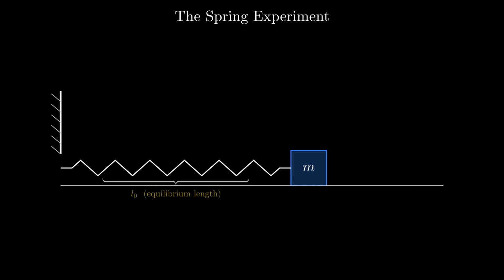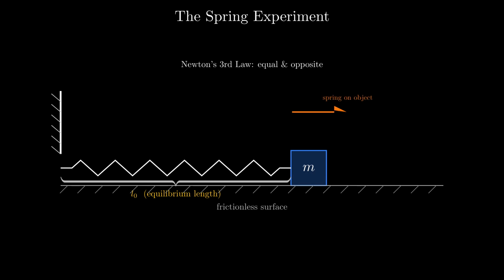Here is the setup. An object of mass m rests on a horizontal surface. One end of a spring is fixed to a wall, the other end is attached to the object. Let L0 be the spring's equilibrium length, the length at which it is neither stretched nor compressed. We assume the surface is perfectly smooth, so friction cannot muddy the picture and the spring force acts alone. By Newton's third law, the force the spring exerts on the object is equal and opposite to the force the object exerts on the spring. That spring force is what we set out to measure.